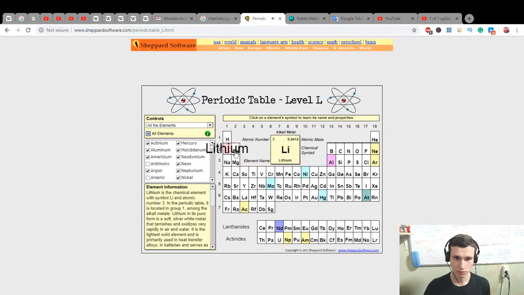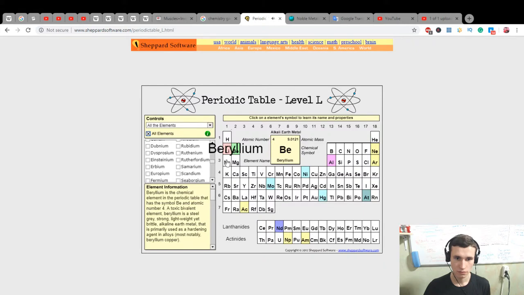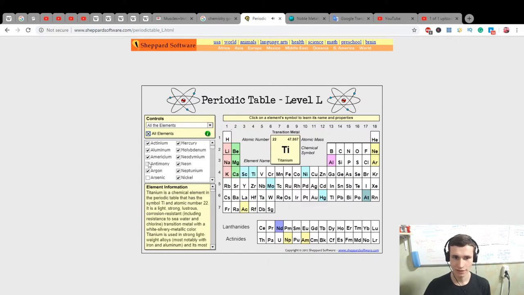Hydrogen. Lithium. Beryllium. Sodium. Magnesium. Potassium. Calcium. Scandium. Titanium. I thought that we need only this list, but we have more. Vanadium. Chromium. Manganese. Iron. Cobalt. Copper. Zinc. Gallium. Silicon. Boron. Carbon. Nitrogen.